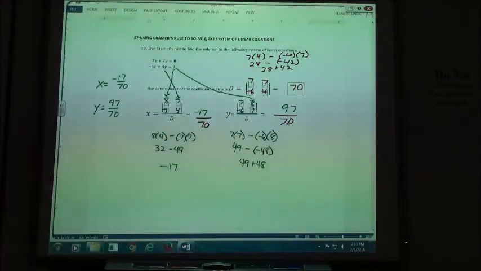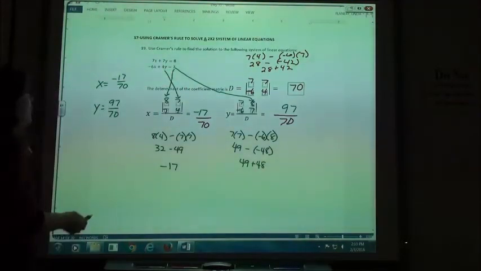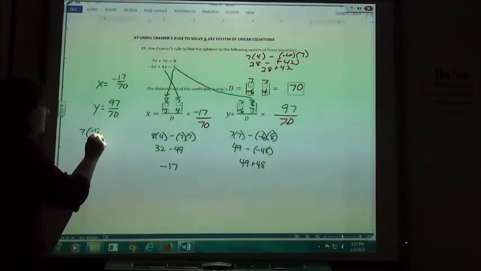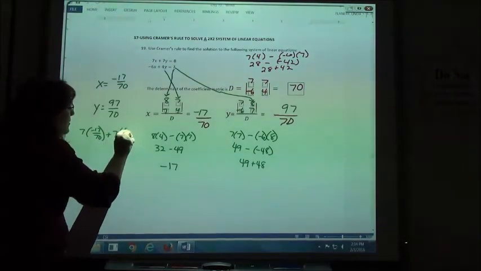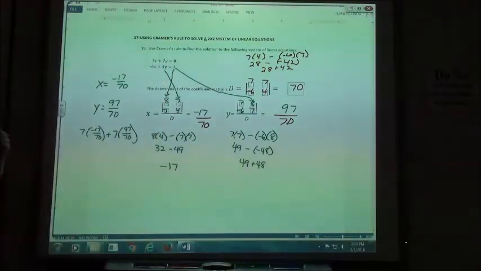Double checking my answer. Again, with all my systems of equations, I can plug my answers in and check. I'm going to use the top equation. So I'm going to take 7 times -17/70ths plus 7 times 97/70ths and see if I really get an answer of 8.